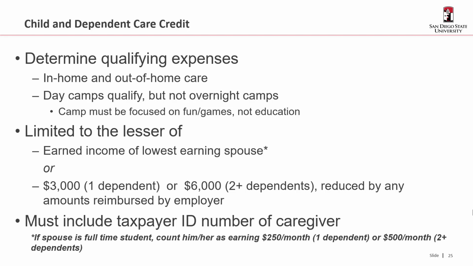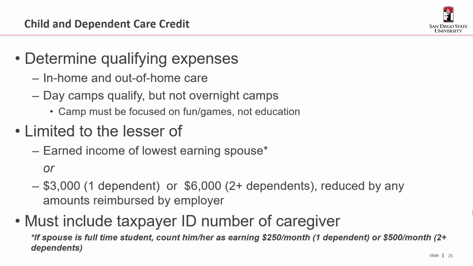The amount you can credit is limited to the lesser of the earned income of the lowest earning spouse, or $3,000 for one dependent, or $6,000 for 2 or more dependents. And it must include the taxpayer ID number of a caregiver.